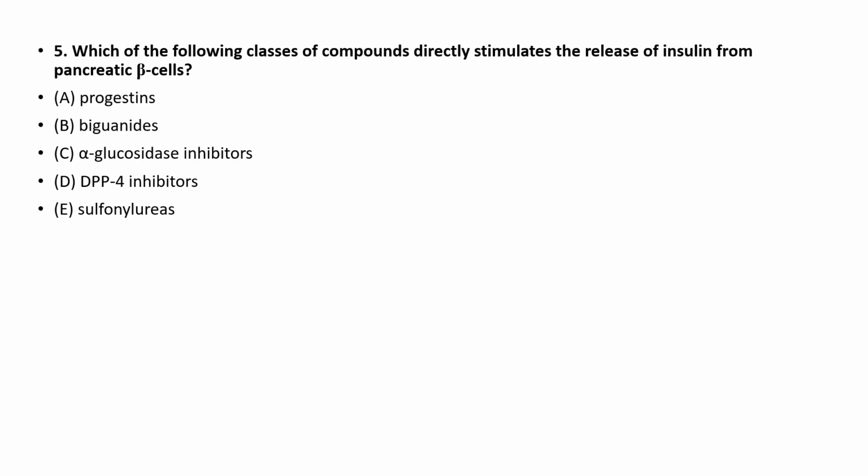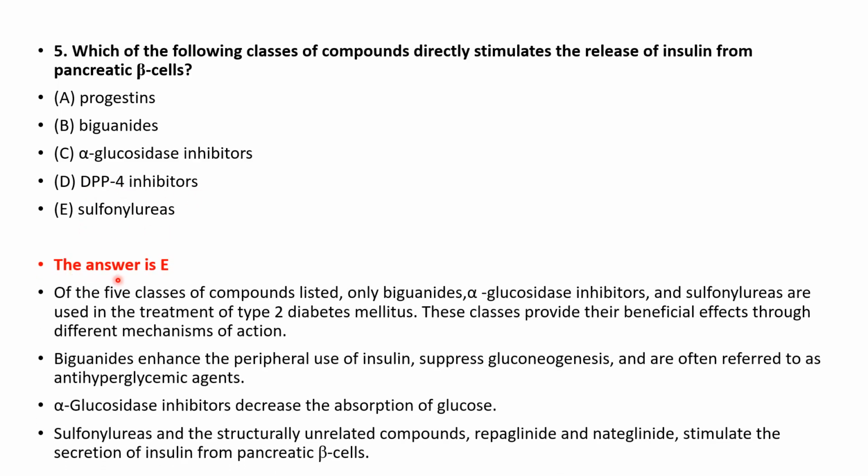Next question. Which of the following classes of compounds directly stimulates the release of insulin from pancreatic beta cells? Options are progestins, biguanides, alpha glucosidase inhibitors, DPP-4 inhibitors, that is dipeptidyl peptidase 4 inhibitors, sulfonylureas. Correct answer is option E, that is sulfonylureas.